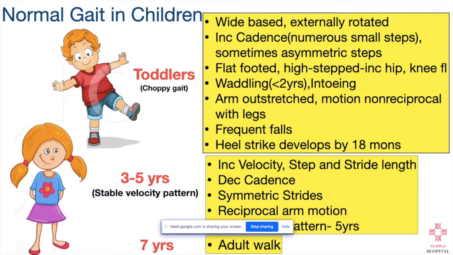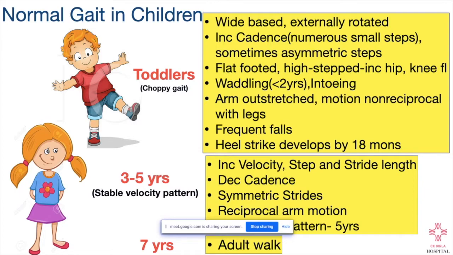Beyond 3 years, there is an increase in velocity. The step length and the stride length increase. Step length means the distance from heel strike of one foot to heel strike of the other foot, and stride length means the distance between heel strikes of the same limb. Then there is decreased cadence; the number of steps per minute decreases. The child walks slower than they used to walk earlier, the strides become more symmetric, and reciprocal arm motion develops.